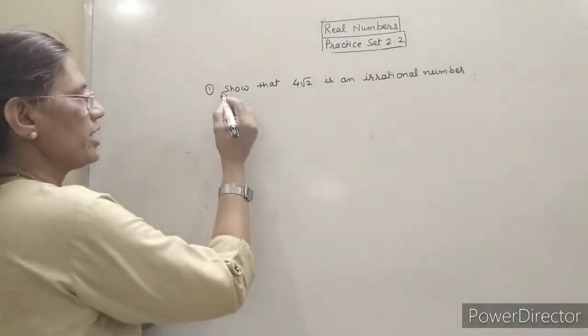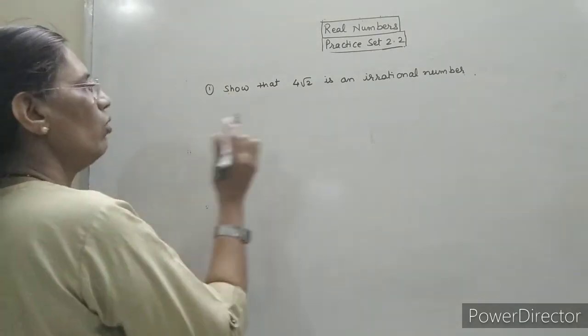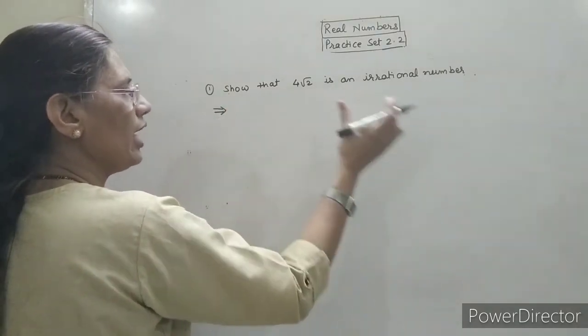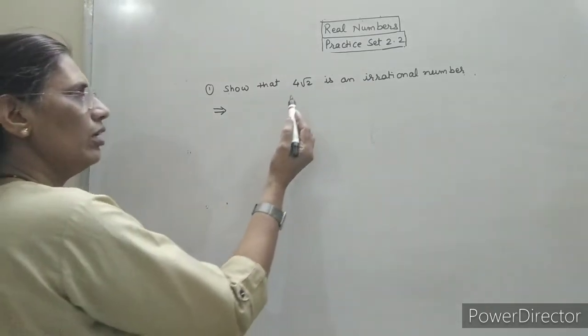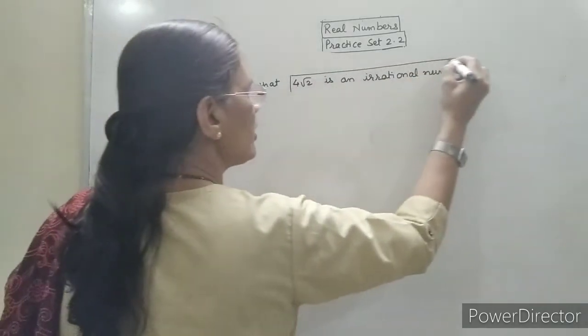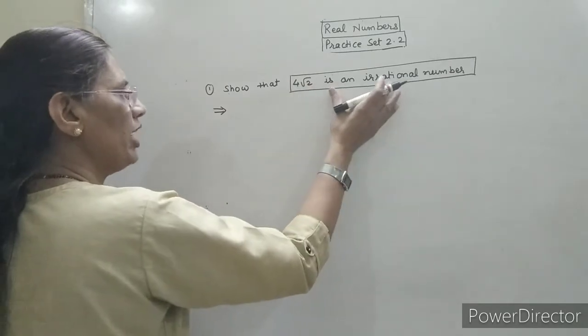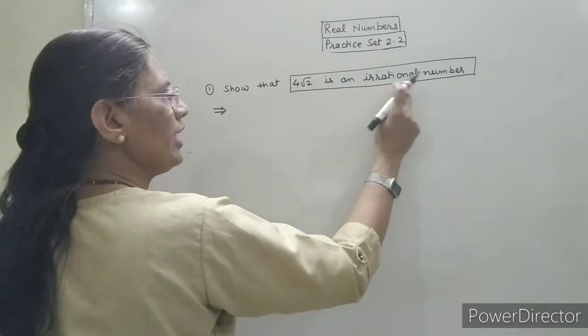Let us take the first example: show that 4 square root 2 is an irrational number. Now here we will prove this by the indirect method. There are two methods, direct method and indirect method, and we are using the indirect method. In the indirect method, for the statement which we have to prove, we take the contradiction of that statement. What we have to prove is that 4 square root 2 is an irrational number.